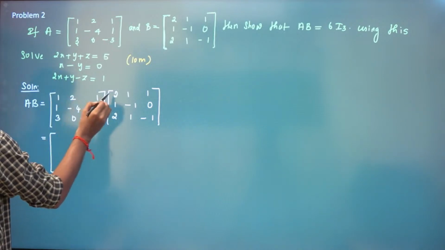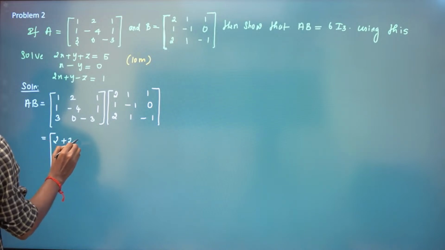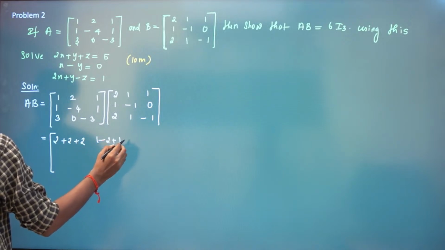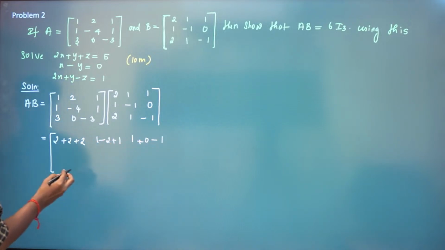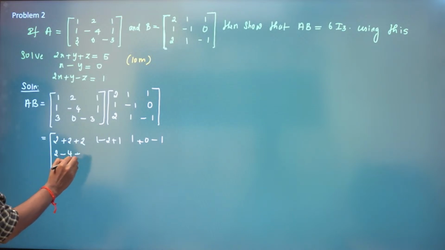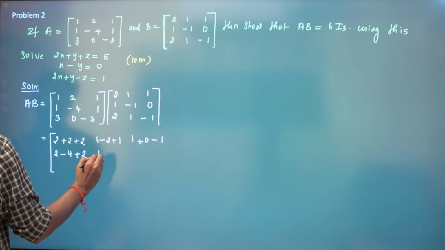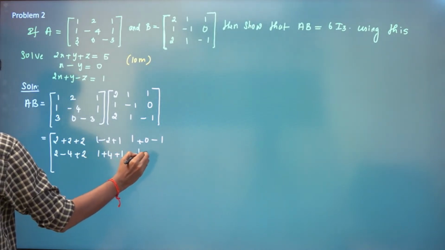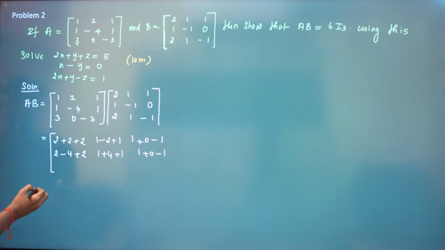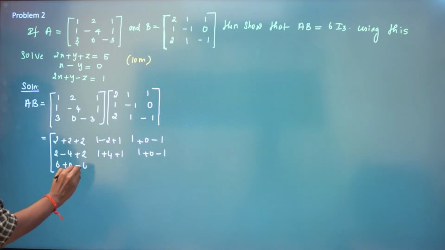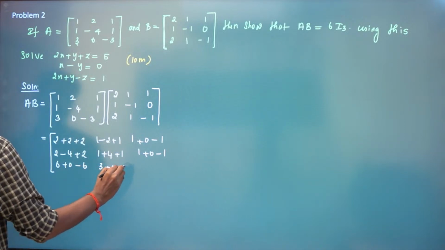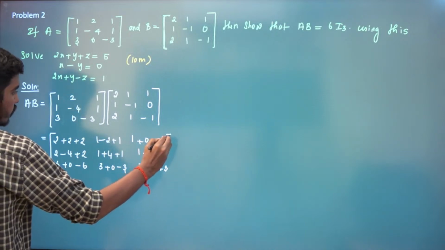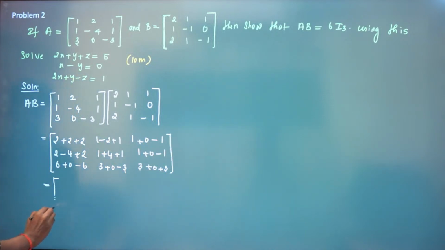1 2s are 2 plus 2 plus 2. Here you will have 1 minus 2 plus 1, 1 plus 0 minus 1, 2 minus 4 plus 2, 1 plus 4 plus 1, 1 plus 0 minus 1, 6 plus 0 minus 6, 3 plus 0 minus 3, 3 plus 0 plus 3, right?